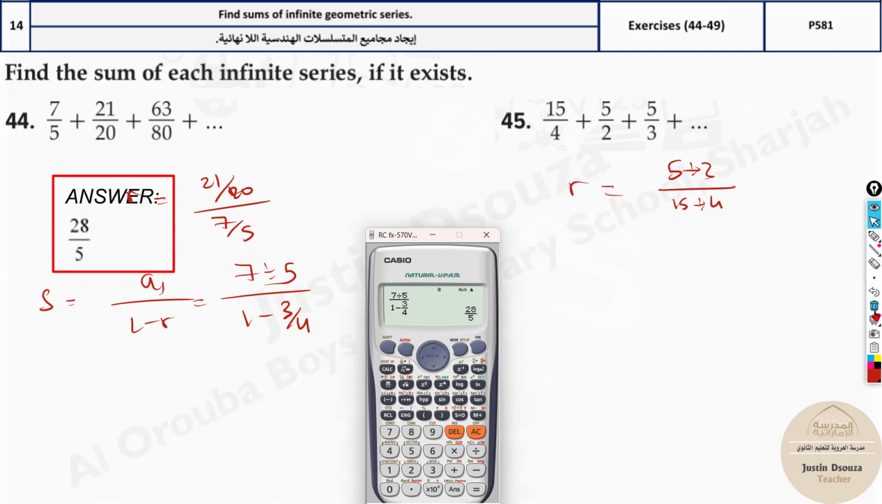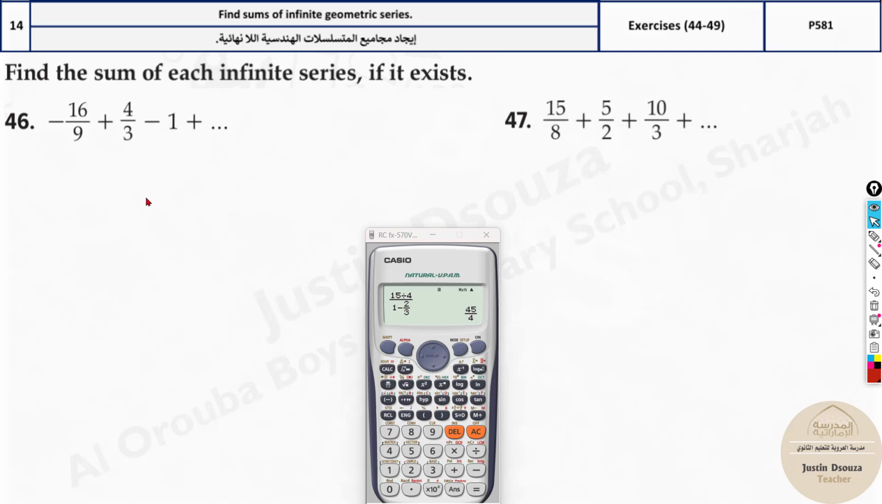Same thing over here, you can do it by yourselves now. Let's quickly do this. 5 divided by 2, that's 2.5, divided by 15 divided by 4. It's 2/3. Now all you need to do is 15 divided by 4, over 1 minus 2/3, two fractions. When you're writing 1 minus, write it like this itself. It's much better. So the answer is 45 by 4. Similarly, please do try these.